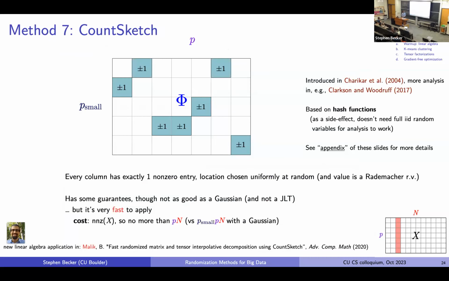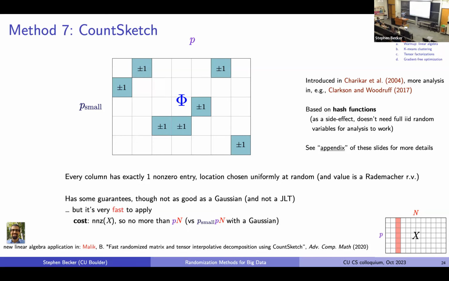Okay, so the next type of sketch I want to talk about is the count sketch. This comes from the computer science community. It's based on hash functions. For us, we're going to think of it as just a very sparse matrix. So it's a sparse matrix where each column has exactly one non-zero entry. I'm going to choose the location of that entry, the row, at random. In fact, it doesn't have to be completely at random, but for our cases, we'll choose at random.